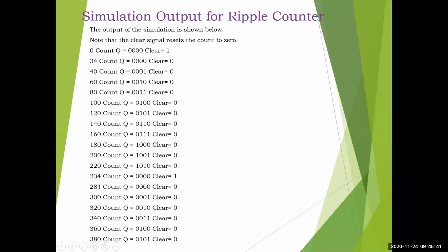Initially clear was 1, so that's why the counter is 0. Till 34 time units it is 0 only, because clear is just made 0 at 34, but there is a delay in the gates. It should look for the negative edge, right? The clock is toggling: 10, 20, 30, 40. It should wait for the negative edge. See here, the negative edge comes at 40. That's why till 40 it is still 0. When it reaches 40, it starts counting. See here, 0, 0, 0, 1.